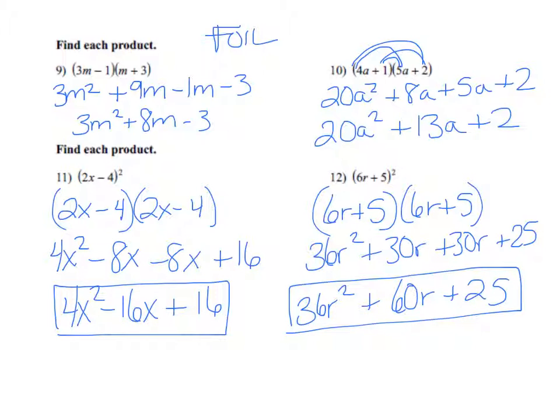Same thing here. Can't I just multiply these and say that's going to be a 30r, but I'm going to have to double it because I know there's going to end up 2 of them, so I'd have a 60r. All right, and the first and the last terms just come from squaring each of those. So there's my 36r squared, and there's my 25 just by squaring those.